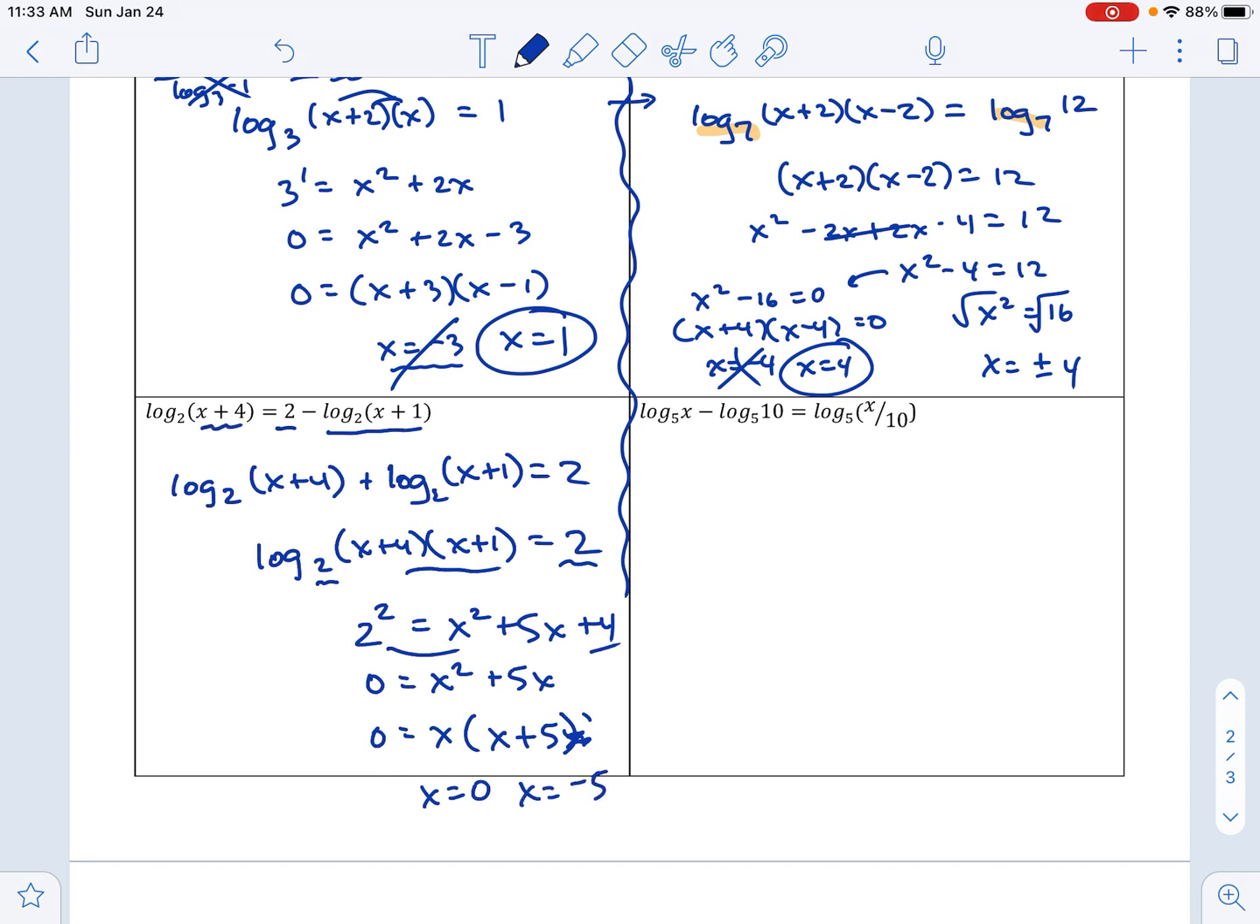I'm going to check it with my domain. I can use a 0, okay, so that's good. I cannot use a negative 5, that'll give me a negative number in either of them.